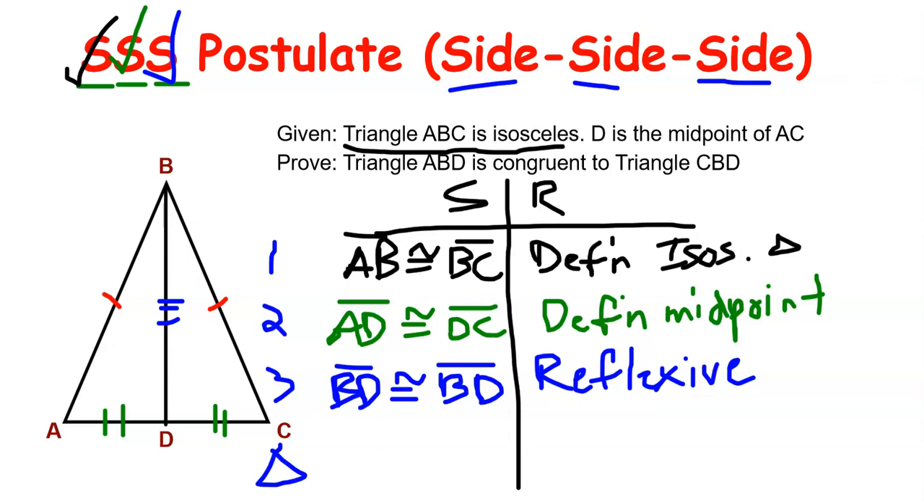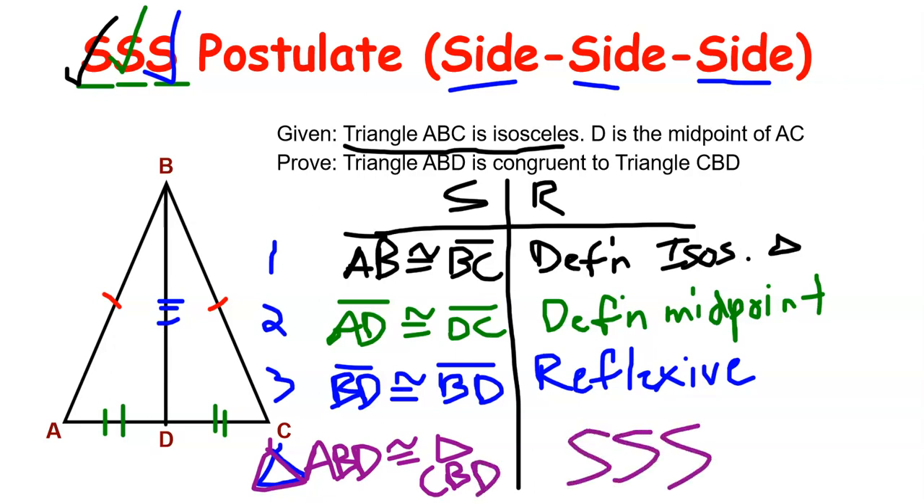So then, triangle ABD is congruent to triangle CBD, and that is by side-side-side. So that's the way we're going to follow for every proof where we show triangles are congruent. It's going to be whatever components we need to show that triangles are congruent using a particular postulate.